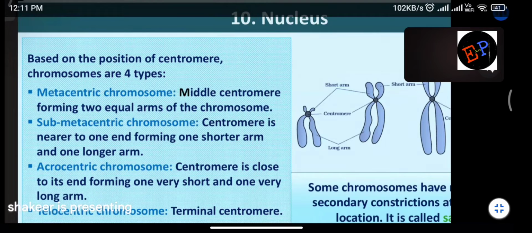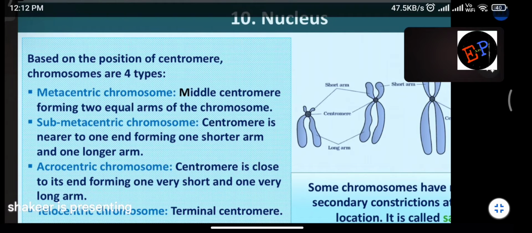Okay ma? So next, based on the position of this constriction, which is also called a centromere, we are dividing the chromosomes into 4 types. So in the middle there is a constriction, which is called a centromere. Depending on where this centromere is present, we can divide chromosomes into 4 types. Are you able to understand, ma? Centromere may be present exactly in the middle, centromere may be slightly away from the middle, centromere may be at a very large distance from the middle, centromere may be exactly at one end of the chromosome. So depending on that we are dividing chromosomes into 4 types.